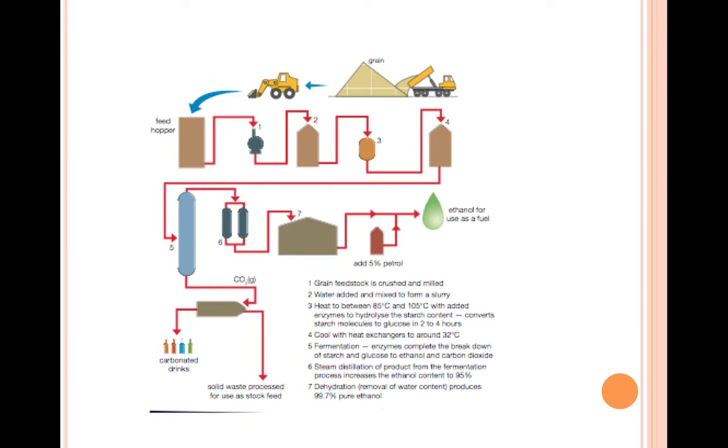Once we've made it, there's a few things we can do with it. So we'll make it in all of these tanks. Don't worry about all the steps, you don't need to know about that. This step here, this is where we're having our fermentation tank. The carbon dioxide we'll sell it and put it into carbonated drinks. The ethanol, once we've purified it, we can use it directly as a fuel. Now, in Australia, if we're going to use it directly as a fuel, we do add 5% petrol to it. We'll come to that later.